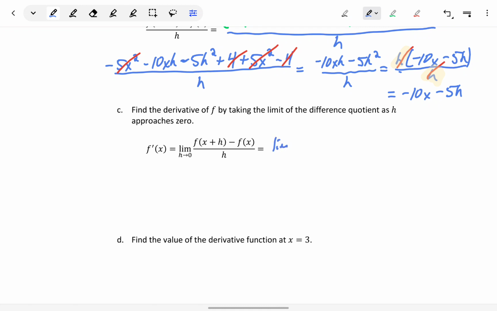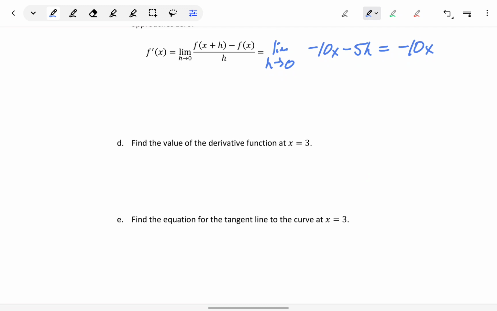So that means f prime of x, our derivative function, is equal to the limit as h approaches 0 of negative 10x minus 5h. Again, since we eliminated that h in the denominator, we can evaluate this using direct substitution, and we'll just be left with negative 10x minus 0, or negative 10x.